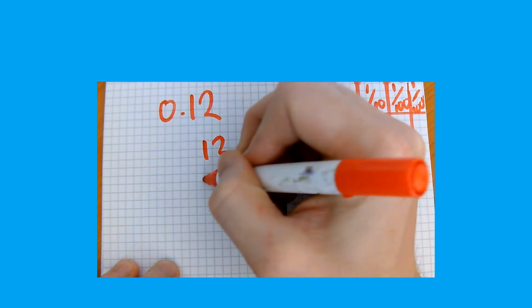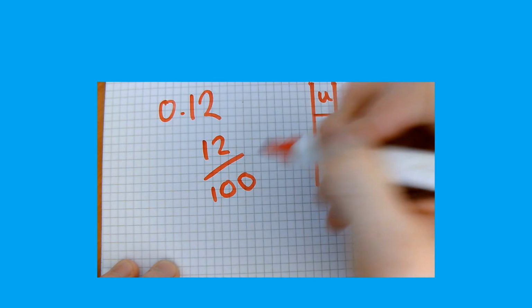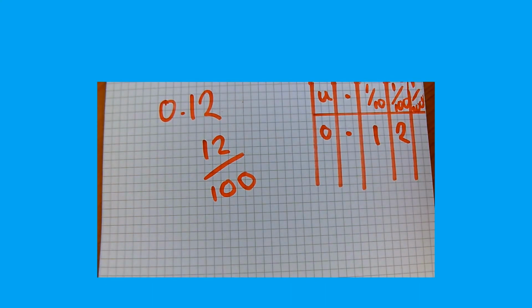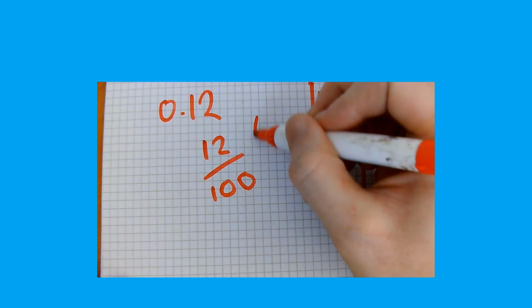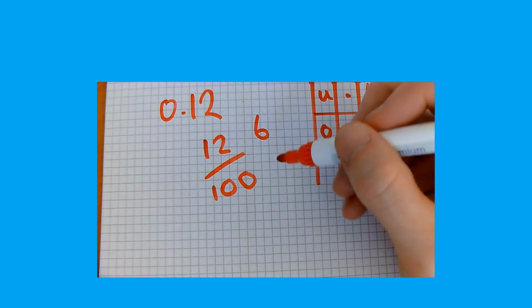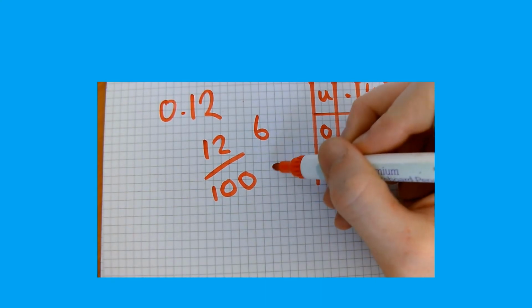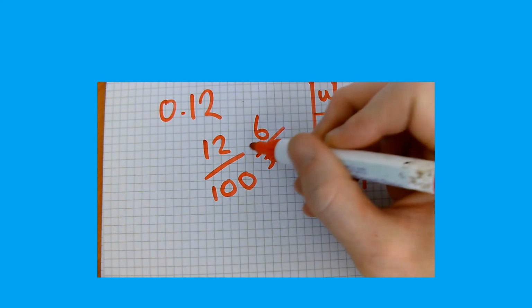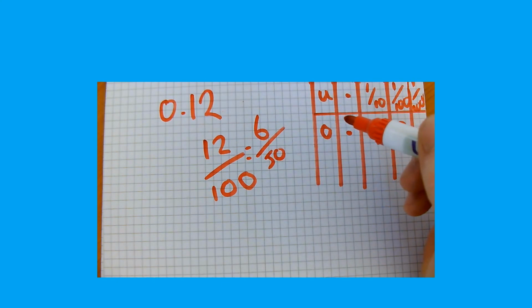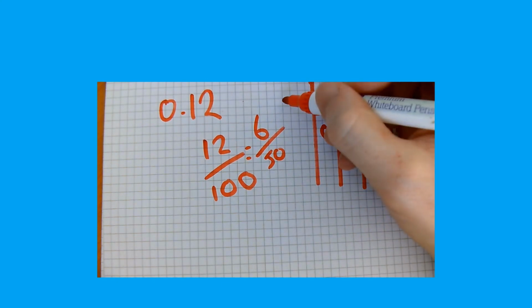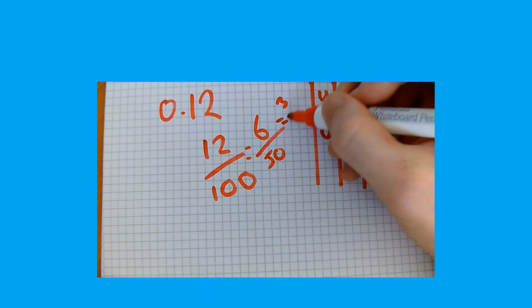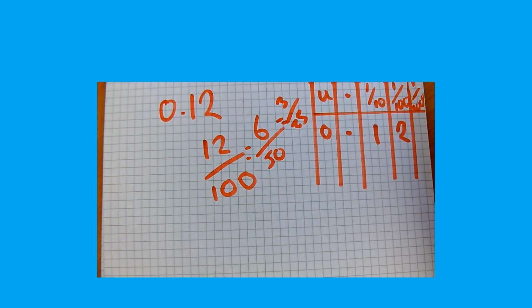So now what we can do is simplify that fraction. How many 2s go into 12, just so we can halve it, would be 6. How many 2s go into 100 would be 50. 12 over 100 is the same as 6 over 50. Again, you can halve it again, so half of 6 is 3, half of 50 is 25. So 3 over 25 would be the fraction of 0.12.